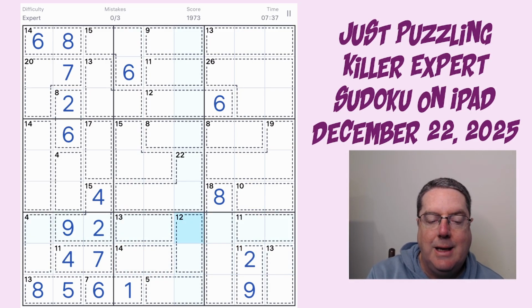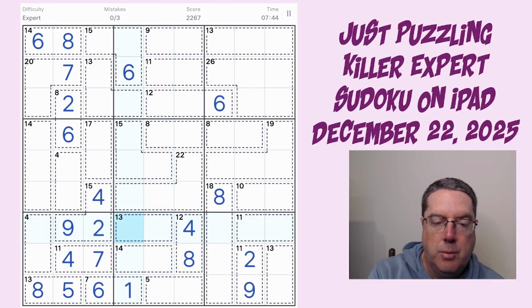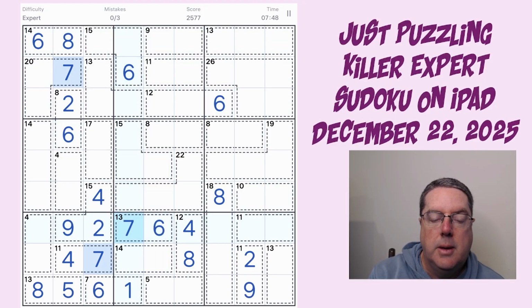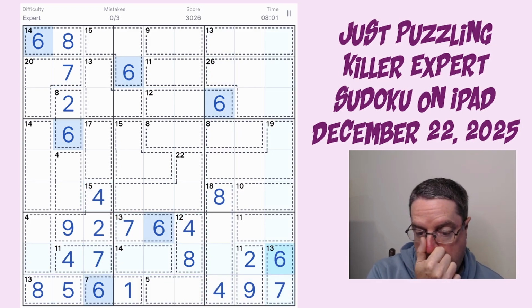That makes this 8 and 4, so 4 can't be there, so this is a 4 here, leaving this to be an 8, and this will be 6 and 7. Well, 6 can't be there, so this is a 6, leaving this to be a 7. Alright, so 1, 2, 3, 4. 4 can't be there with the 9, so that's a 4 there. 5, 6, 7. So 7's there, leaving this to be a 6.